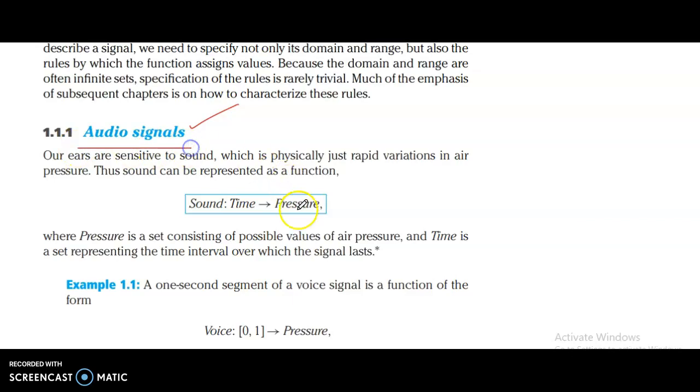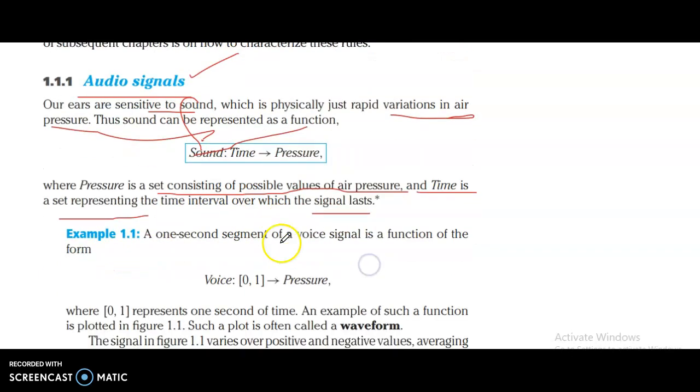Audio signals. Here, sound is a function from time to pressure. Our ears are sensitive to sound, which is physically just rapid variations in air pressure. Thus, sound can be represented as a function, where pressure is the set consisting of possible values of air pressure, and time is the set representing the time interval over which the signal lasts.